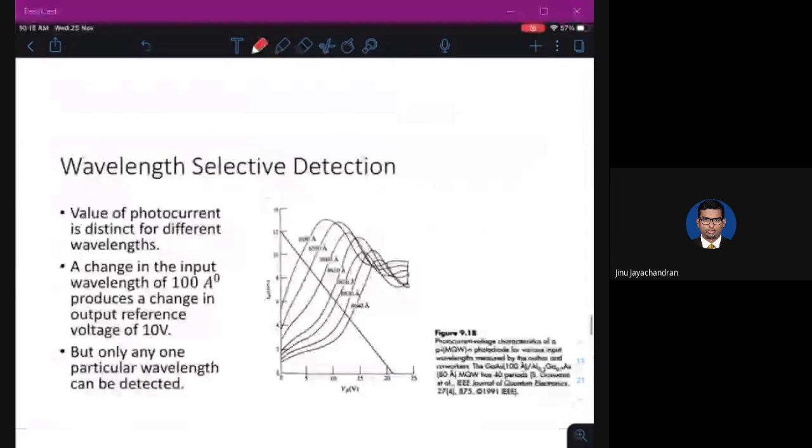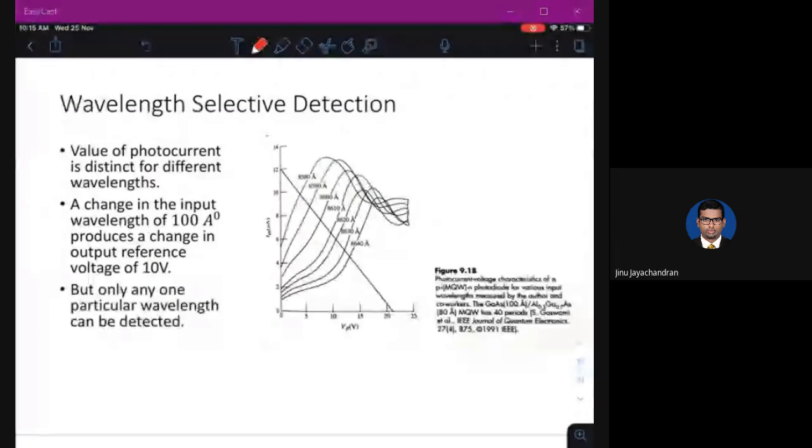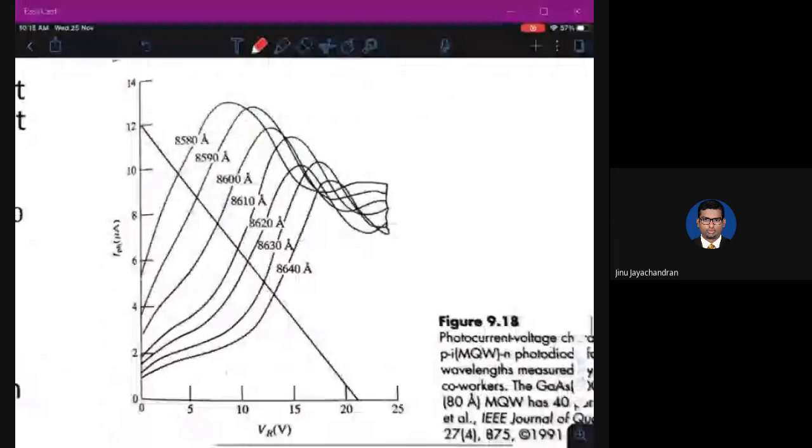Okay, I think that slide is the same as the previous. So this is the graph which explains wavelength selective detection. If you look at this graph, whatever is specified here are different wavelengths, and these are the reverse bias voltages that you are applying. Let's take one voltage, 10 volt. For 10 volt, if your current is around 2.5 microamps, then the corresponding wavelength incident is 8640 angstrom.